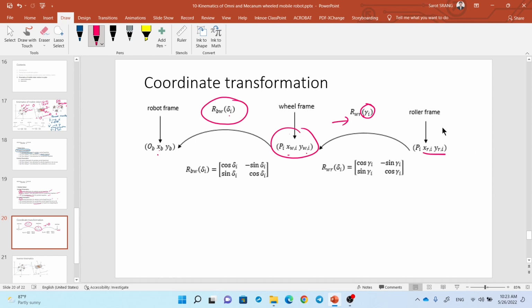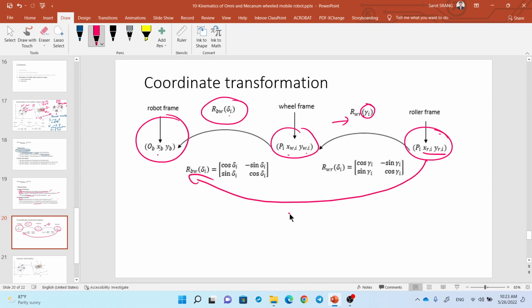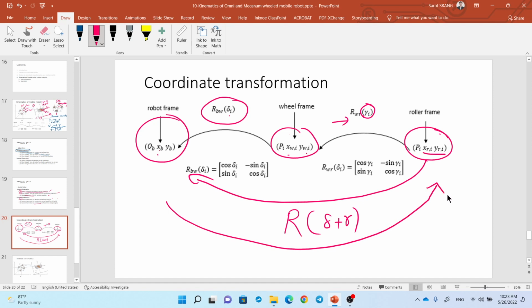And what if you want to transform coordinates from the roller frame to the body frame? Then you just apply rotation matrix of delta plus gamma. And what about if you want to transform the coordinates from the body frame to the roller frame? What do you do? What rotation matrix do you use?